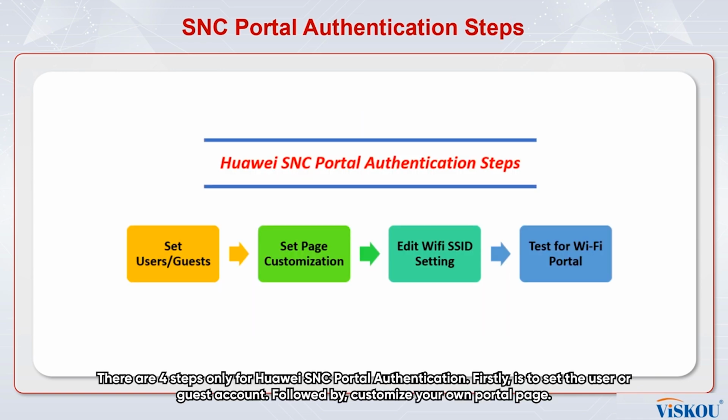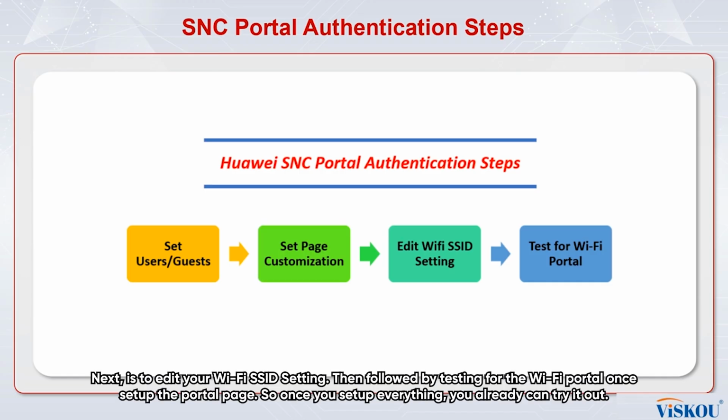And there are only 4 steps for this Huawei SNC Portal Authentication. The first one is to set the user or guest account, followed by customizing your own portal page. Next, you need to set your Wi-Fi SSID setting, where you can set your built-in portal authentication and choose your own page template. And followed by this, test the Wi-Fi portal page. Once you have set up everything, you can just go and try it out for your Wi-Fi portal.